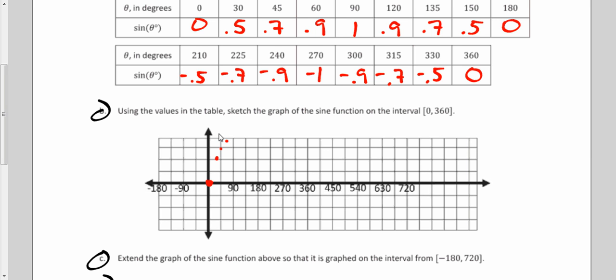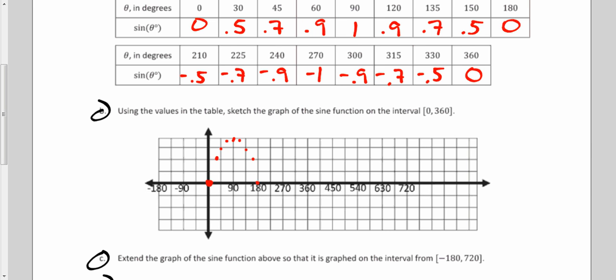Now, at 90 degrees, what's my value? So I'm right there, right? And then I go back down, right? I start going back down. So at 120 degrees, I'm down a little bit. At 135, which is halfway between 90 and 180, I'm down a little bit more. At 150, I'm at a little bit more. And at 180, I'm back at 0. You with me so far? All right.